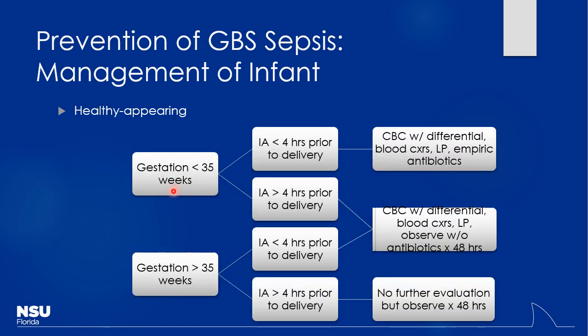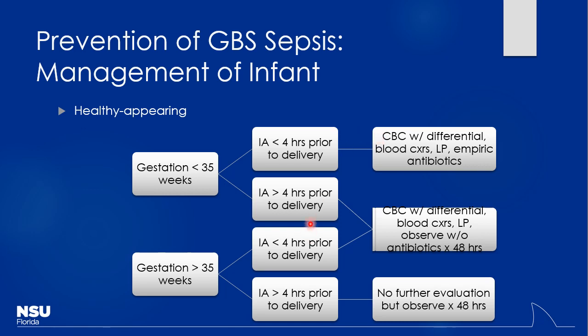And again, with this ill-appearing infant, based off of their history, you can decide what you need to do. How full of a diagnostic setup do I need to do? Do I need to start antibiotics? For instance, if they're premature, and the mom did not get intrapartum antibiotics in a short enough time frame, you can see, okay, we're going to do the full court press. We're going to get antibiotics. We're going to get the LP. We're going to get all the good stuff there.